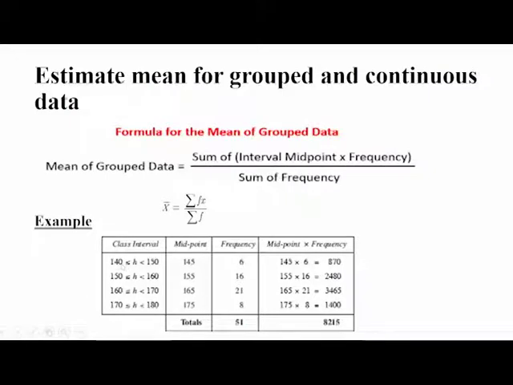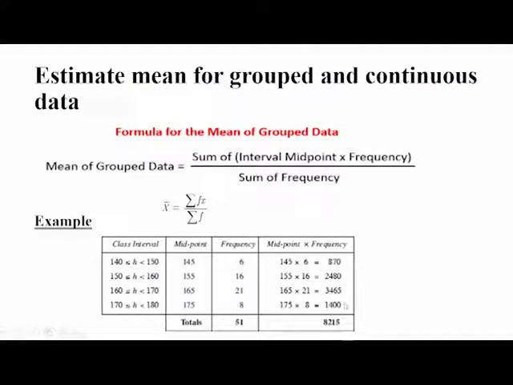That's why it's an estimated mean. We find the midpoint. How do we get the midpoint? We add these numbers together, like 140 plus 150 divided by 2, you get 145. 150 plus 160 divided by 2 gives 155. 160 plus 170 divided by 2. These are the midpoints. Then you multiply these midpoints by the frequency that is given. You can see it gives us this.